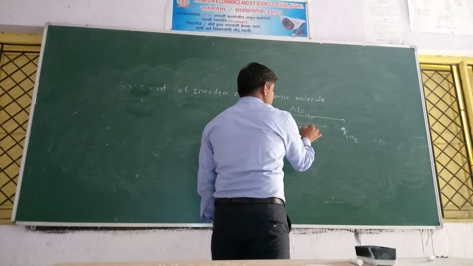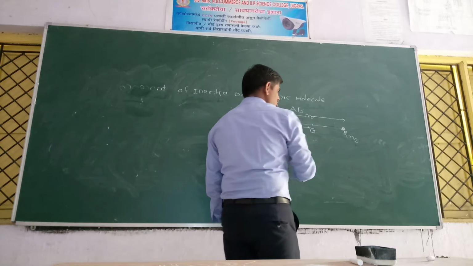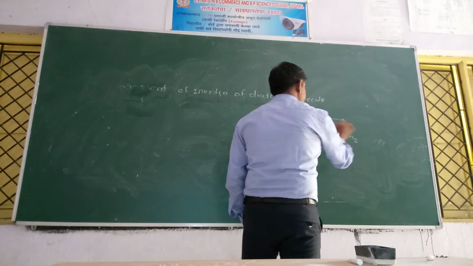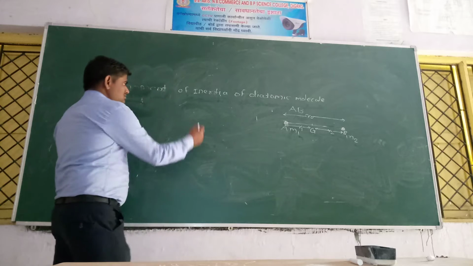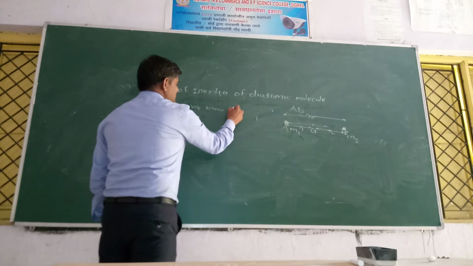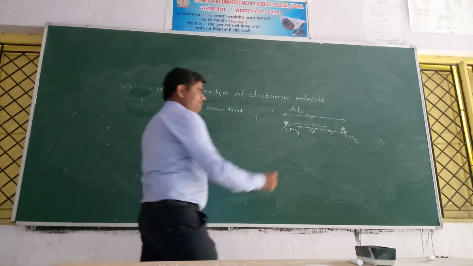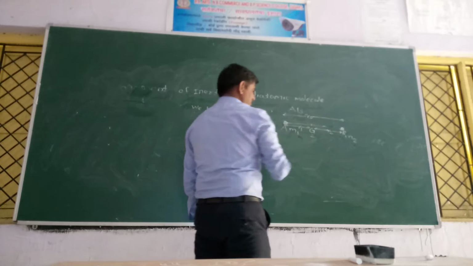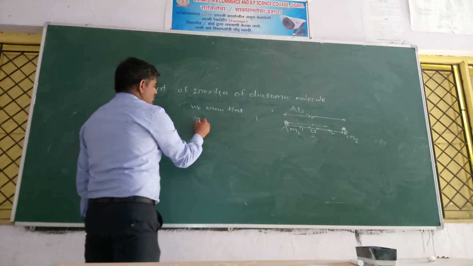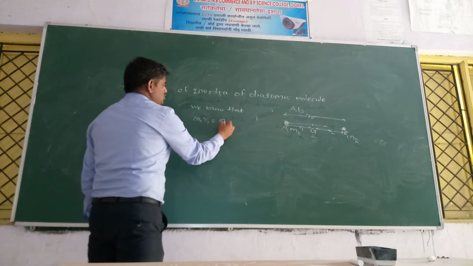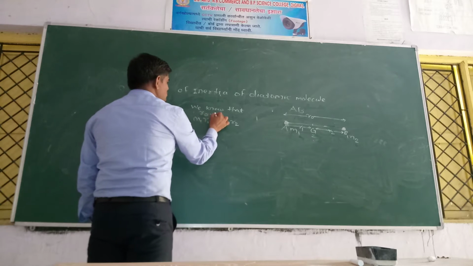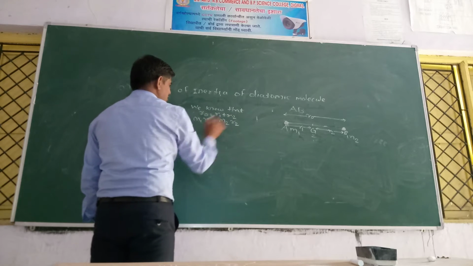R1 is the distance between atom A and center of gravity. R2 is the distance between atom B and center of gravity. Then we know that center of gravity balances atom A and atom B. M1 R1 is equal to M2 R2. We know that R0 is equal to R1 plus R2.